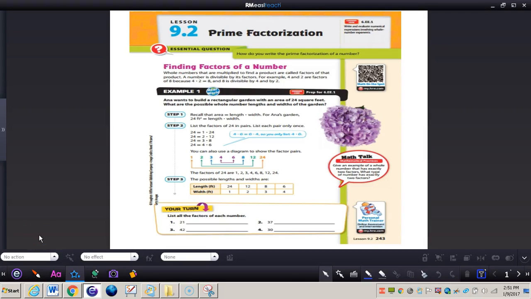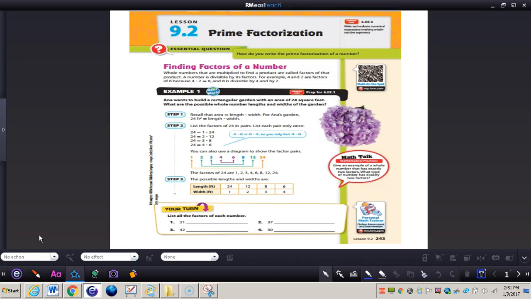In this video, we're going to be taking a look at prime factorization, and I want you to turn your Go Math book to page 243, get out your math journal and a pencil. So let's take a look at the essential question for prime factorization, and it is, how do you write the prime factorization of a number?